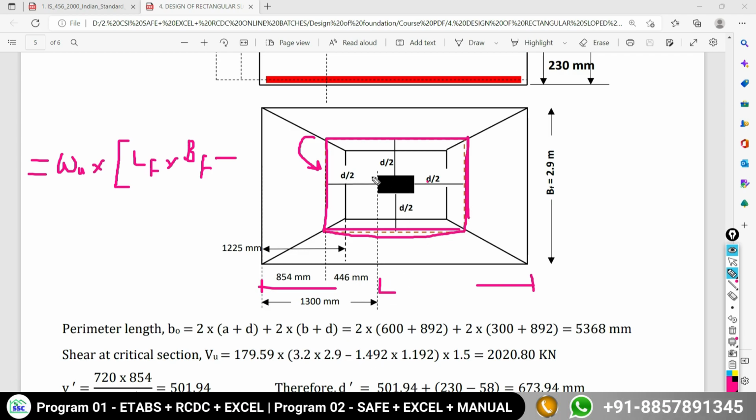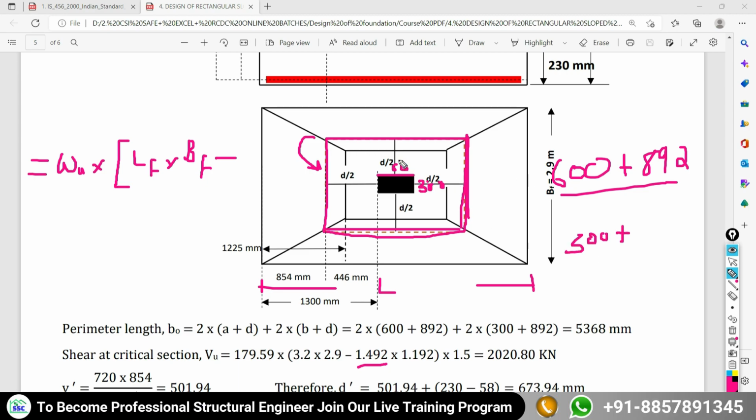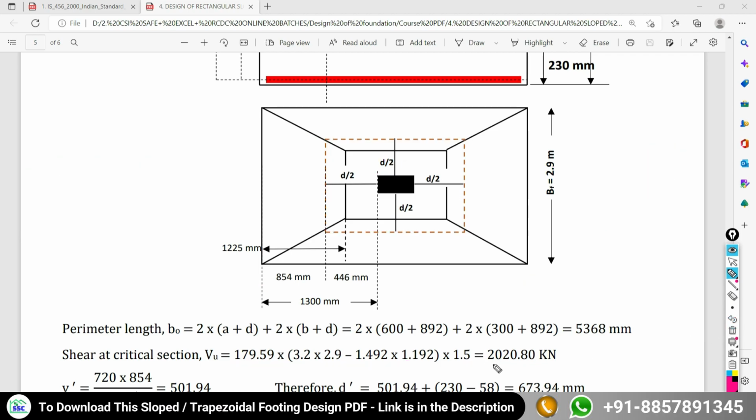The simple formula is d by 2 plus d by 2, which becomes d, plus this 600, the size of your column along this direction. So 600 plus d, 892. If you add these two values, you will get 1.492 multiplied by this side. How can you calculate this side? Very simple. It is 300 plus d by 2 plus d by 2, which becomes d, 892. So that becomes 1.192. If you do the calculation for this, you will get the service shear force. If you multiply this value by 1.5, you will get the factored shear force. So the factored shear force becomes 2020.8 kilonewton.